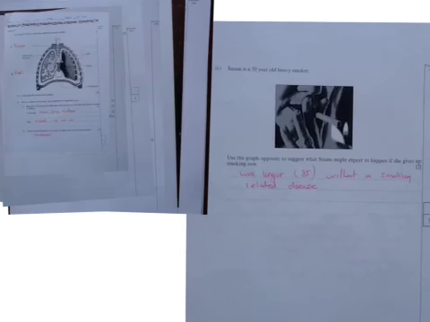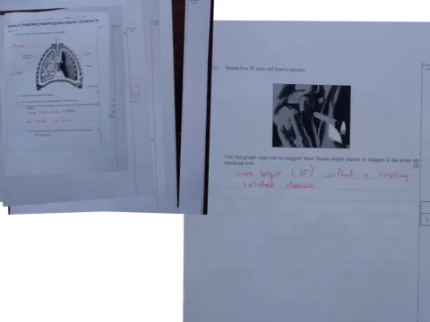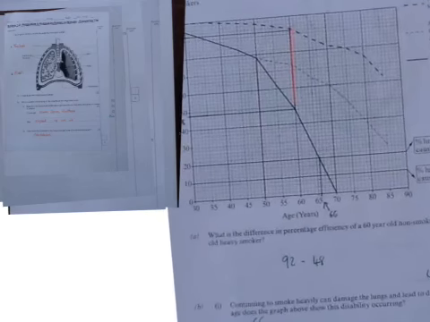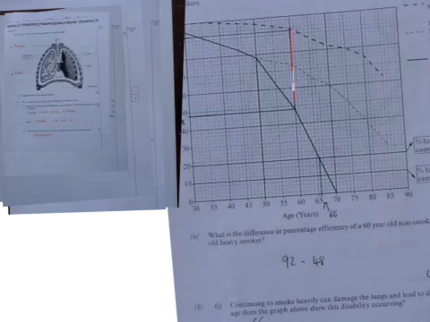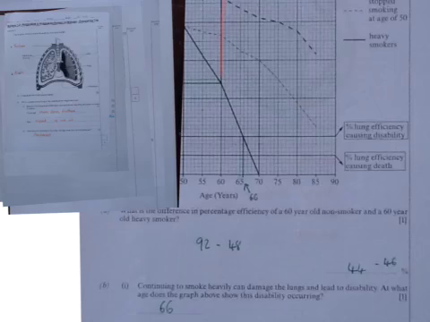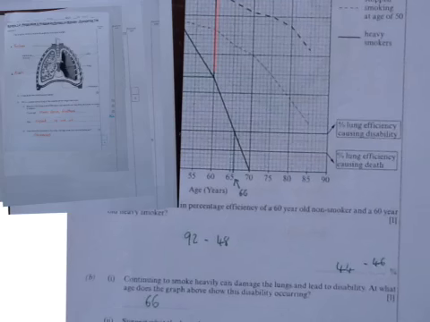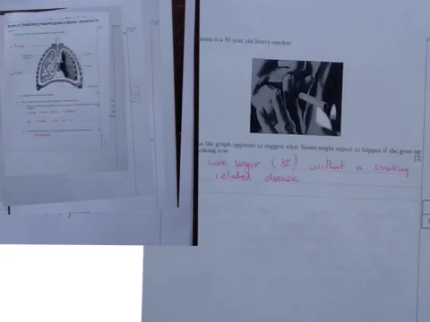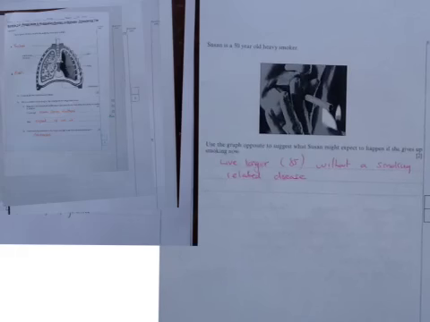Susan is a 50-year-old heavy smoker. Use the graph opposite to suggest what Susan might expect to happen if she gave up smoking now. So she's 50 years old and she wants to stop smoking. What could happen? Let's go back to that graph. She's a heavy smoker. Once she's 50, the heavy smoker, she's going to take this path. So anything really, she could have less chance of a disability and less chance of dying early really. So it's going to increase her life, she's going to live longer, till about 85.